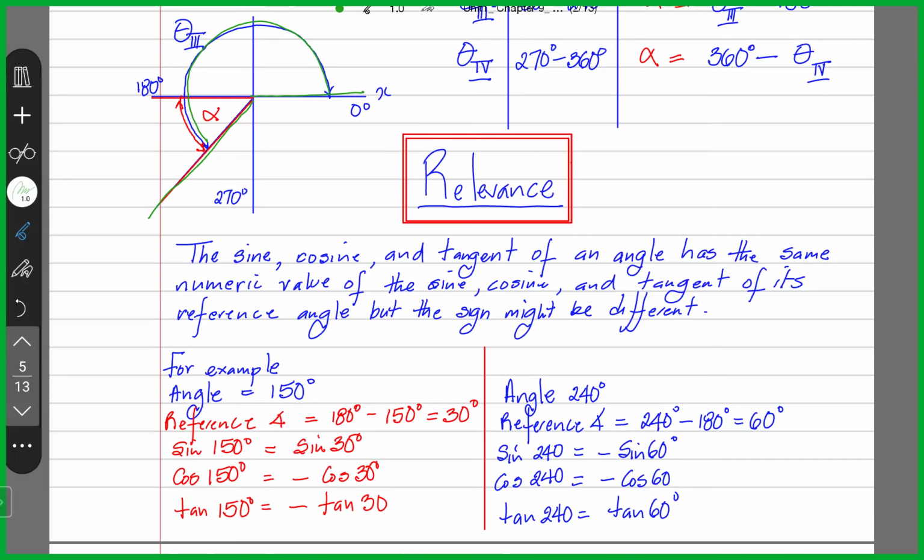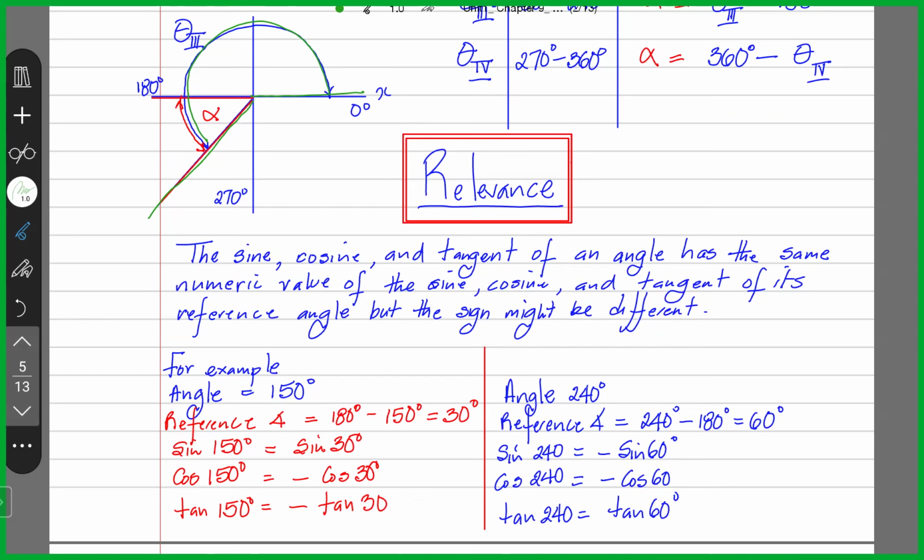So for example, the reference angle for 150 degrees is 30 degrees. It's 180 minus 150 degrees, which is 30 degrees. What this is saying is that the sine of 150 degrees is the same as the sine of 30 degrees. The cosine of 150 degrees is minus the cosine of 30 degrees. And the tangent of 150 degrees is minus the tangent of 30 degrees.